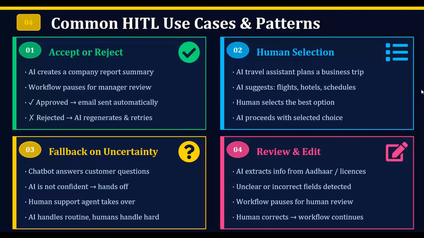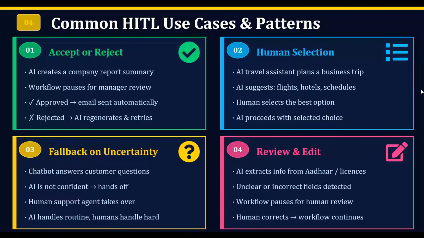The second pattern is human selection. In some workflows, the AI agent may generate multiple possible options. For example, imagine an AI travel assistant planning a business trip. The AI may suggest different flight options, multiple hotels, and several meeting schedules. Instead of letting the AI make the final decision, the human selects the best option before moving to the next step.